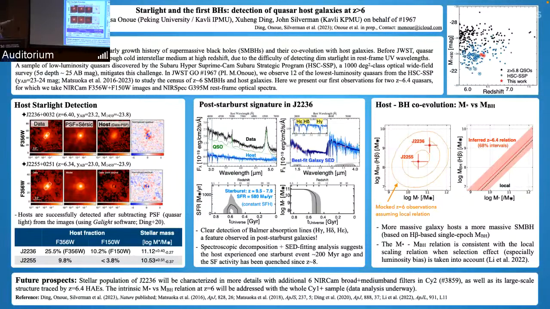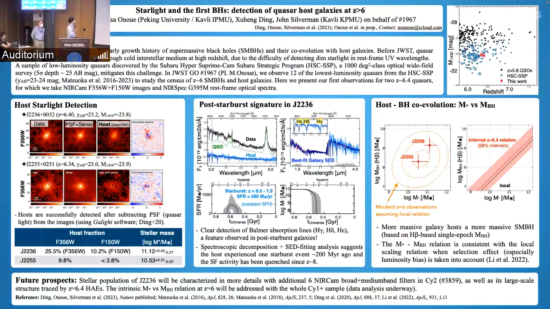So here I'm basically showing our first starlight detection from the two quasars. Based on our SED analysis, we inferred that these two quasars' host galaxies are very massive, with stellar masses of around 10 to the 11 solar masses. So in the middle panel, I'm showing that not only did we detect the host galaxy, but also for the first quasar, we detected the host galaxy in the spectroscopic data in the rest-frame optical.